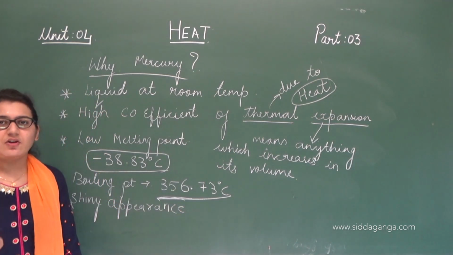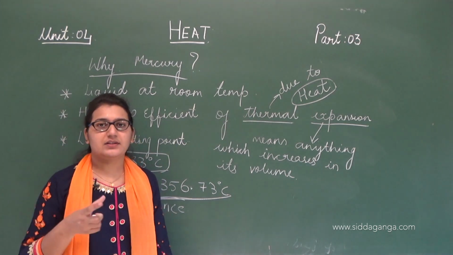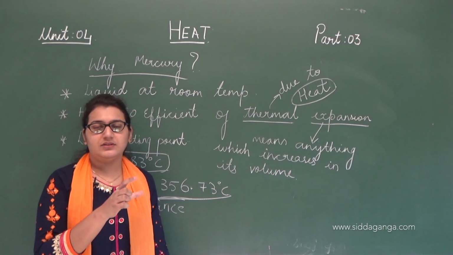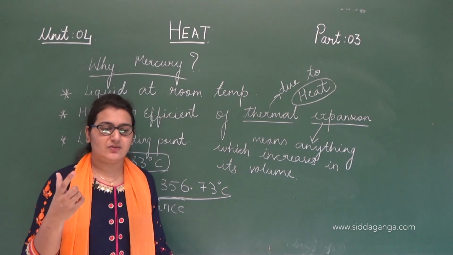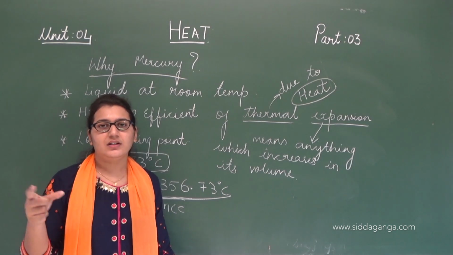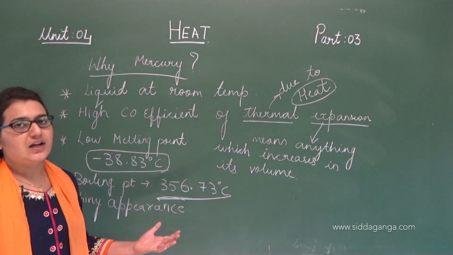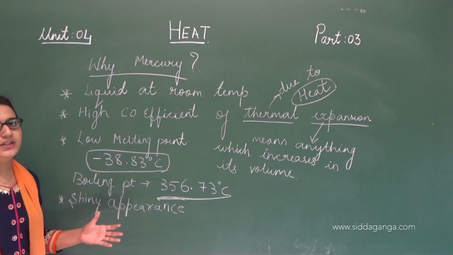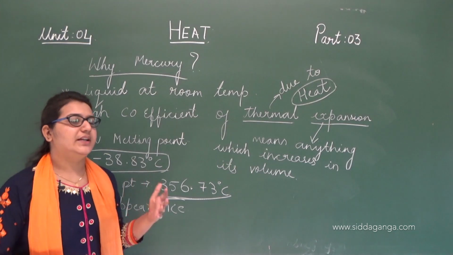Mercury is present all along the thermometer, right from the bulb till the end, and when there is a rise, it is a shiny thread-like thing present all along the thermometer. So whenever the mercury level rises, we can easily notice there is a change in the temperature. We can easily see it because it is shiny in appearance. These are the features of mercury which make it very desirable to be used in thermometers.